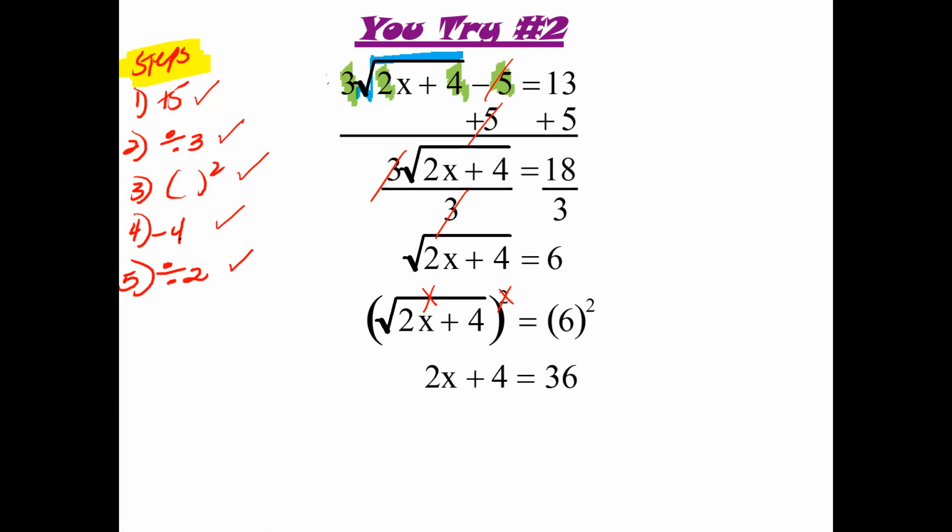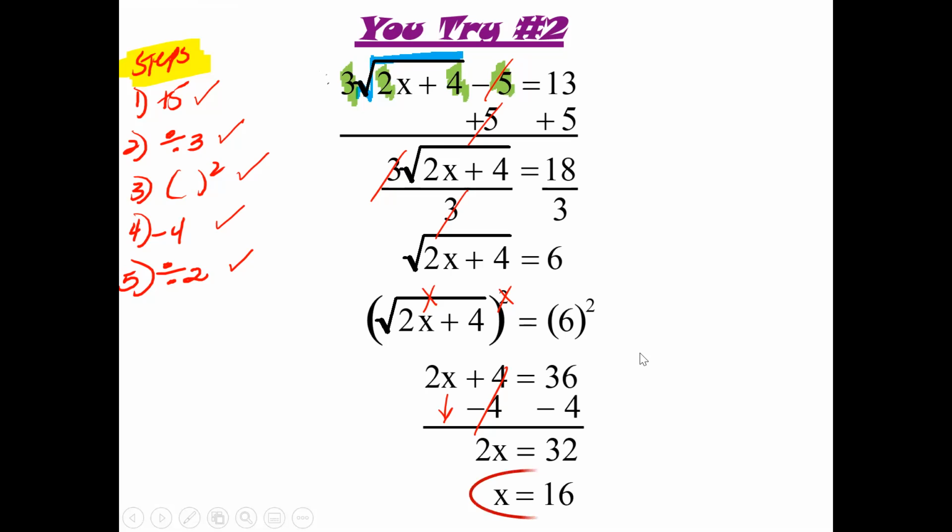Step 4, subtract the 4 on both sides. That part cancels. Bring down the 2x. 36 minus 4 is going to give you a 32. And lastly, divide by 2. So 32 divided by 2 is going to give you a 16. And that is your answer, you guys.